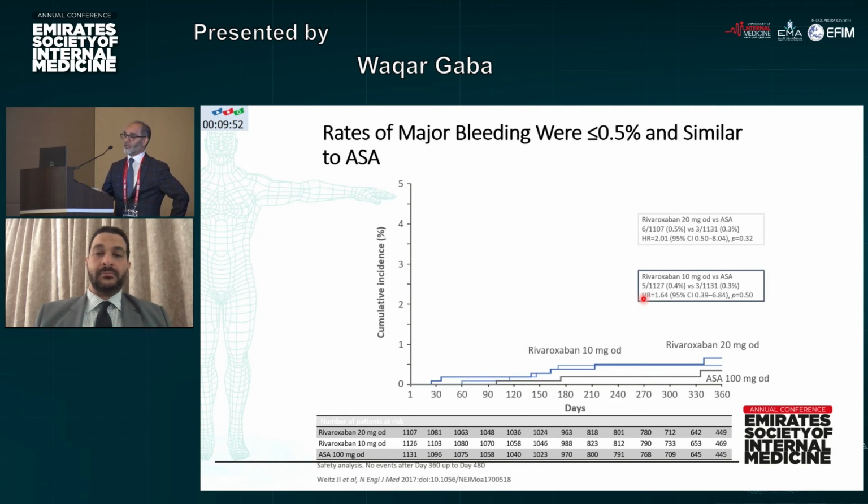They also looked at the risk of bleeding, and what they found is a very low risk, as you can see, with 20 milligrams, 6 events versus 3, and then with 10 milligram, 5 events versus 3. As you can see, the bleeding profile is very similar to aspirin. So in a nutshell, if you extend the treatment beyond 6 months of rivaroxaban, the 10 milligram does the same benefit with the same bleeding profile, or even less bleeding than the 20 milligram. So if you are going to extend it beyond 6 months, you might consider continuing with 10 milligram rather than 20 milligram.